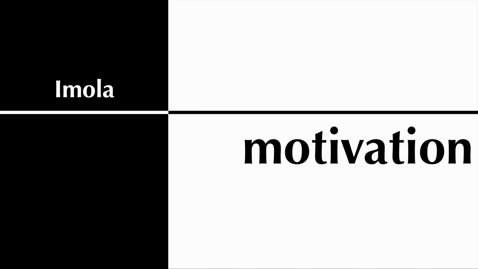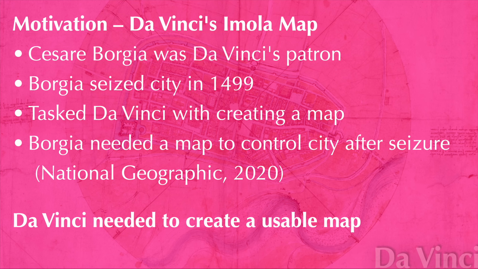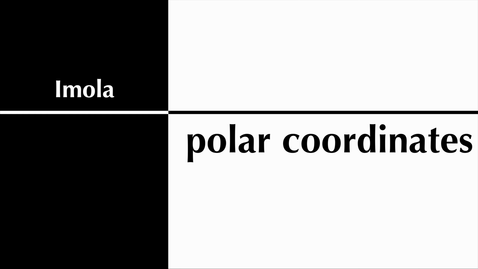What's the motivation for creating it? Borgia was Da Vinci's patron at the time, and Borgia himself seized the city in 1499. As a result, he tasked Da Vinci with creating a map of the city, and Borgia needed a map to control the city after he had seized it. Because of the seizure and the need for Borgia to control it, Da Vinci needed to create a usable map. So it can't be purely fanciful and artistic. It has to be functional and usable.